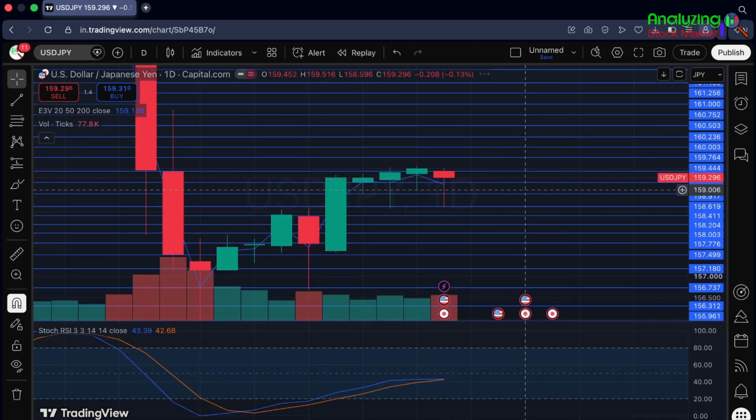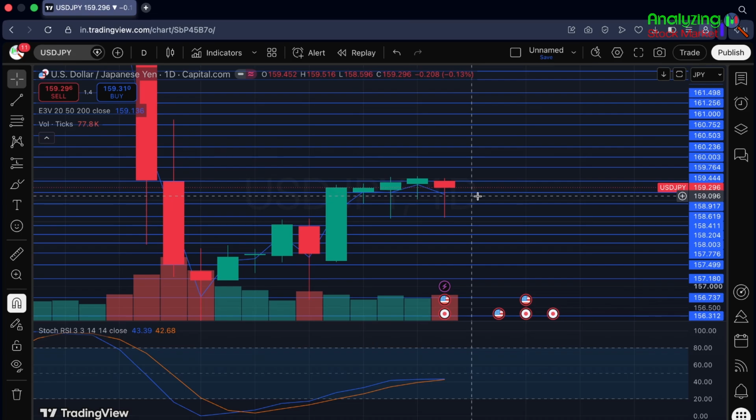Here this is the one-day chart. In this one-day chart you can see some important support and resistance zones are already marked. So currently we don't need to mark any new levels. These levels are very much sufficient for this week.